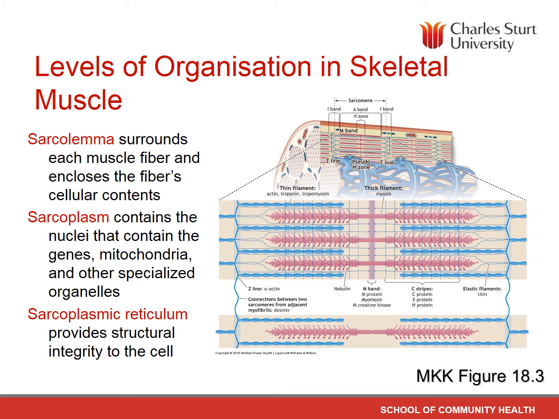Okay, the cytoplasm of a muscle fiber is called the sarcoplasm, and this contains the nuclei, and the nuclei contain the genes, obviously. Within the sarcoplasm, we will also have many mitochondria because it's a cell that produces a lot of ATP, and other specialized organelles. Now, the last thing that we need to make sure that we're familiar with is the sarcoplasmic reticulum. This is a modified endoplasmic reticulum, and it stores calcium within a muscle fiber and also provides some structural integrity to the cell.